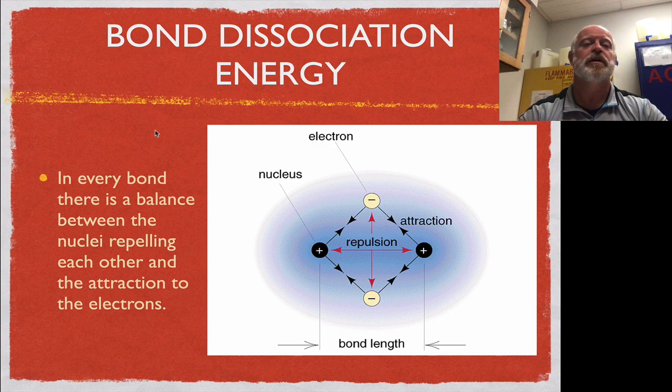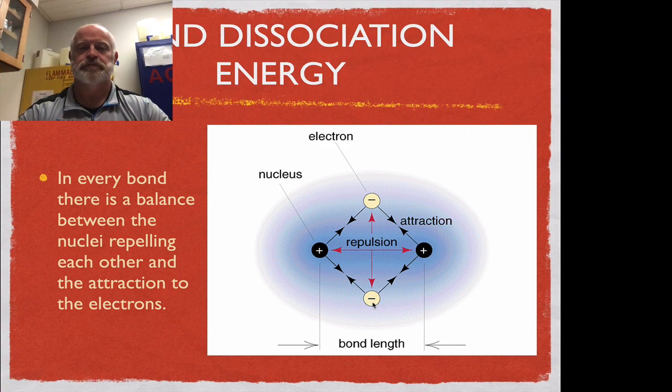For us to talk about that, we need to talk about bond dissociation energy. In every bond, there's a balance between the nuclei repelling each other and the attraction of the electrons. If we take a look at this image here, we have a simple H2 molecule, hydrogen bonded to itself, 2 hydrogens. In a typical hydrogen atom, you have 1 proton, 1 electron. So here's our proton, 1 electron. The other hydrogen has 1 proton, 1 electron in it.